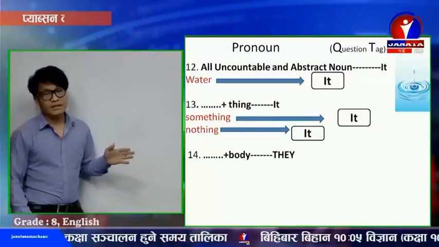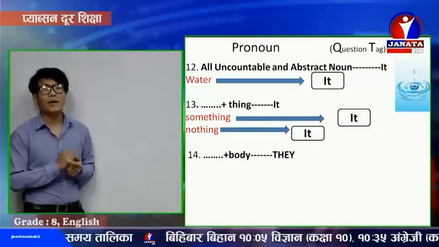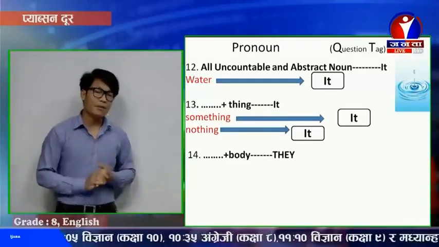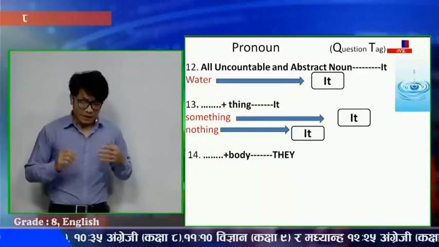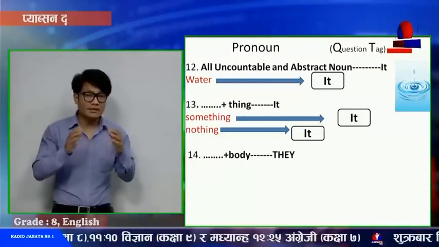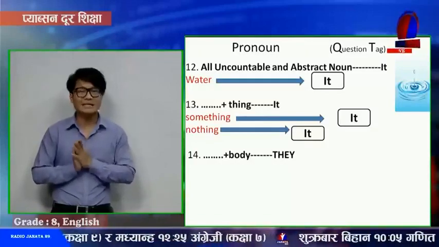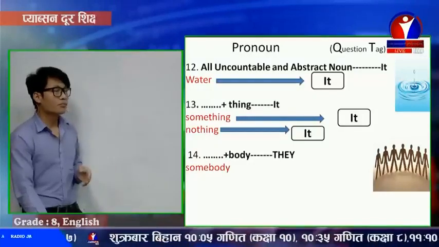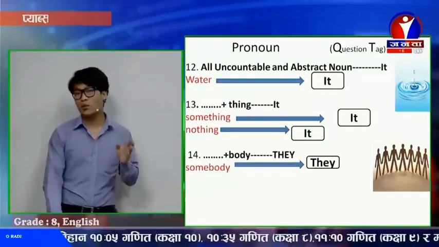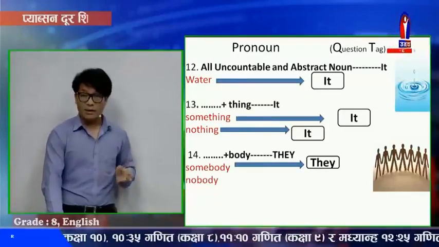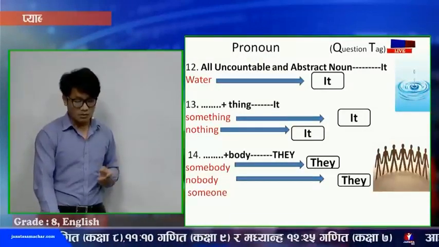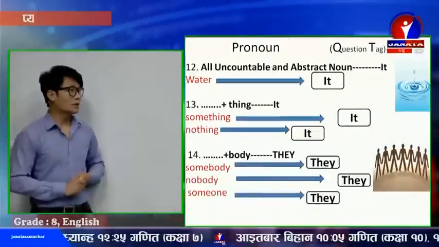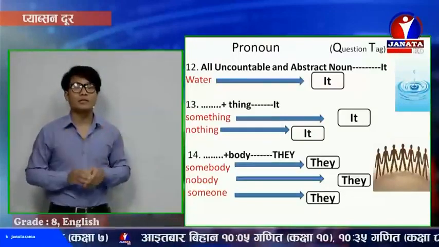Another is the "body" subject. In the case of the body subject, we write they as the pronoun. Like somebody, nobody, everybody, anybody, and no one, someone. In the case of these subjects, we write they as the pronoun. Remember this very well. Like you can see everybody: in the place of everybody, we write they as the pronoun. Nobody, they; someone, they. So I have told you how to change all the nouns into pronouns.